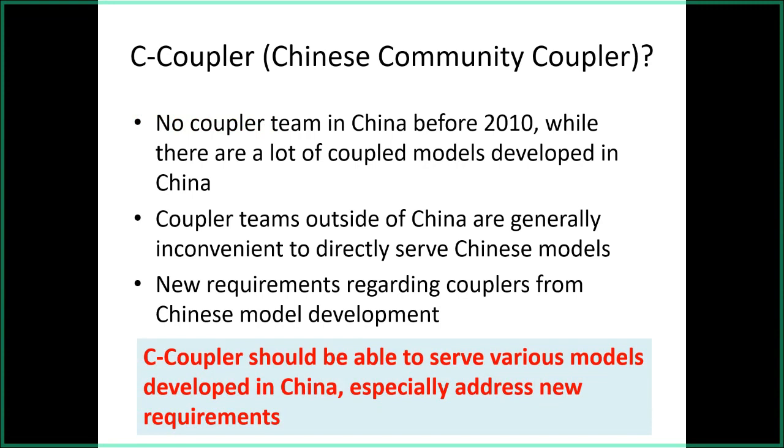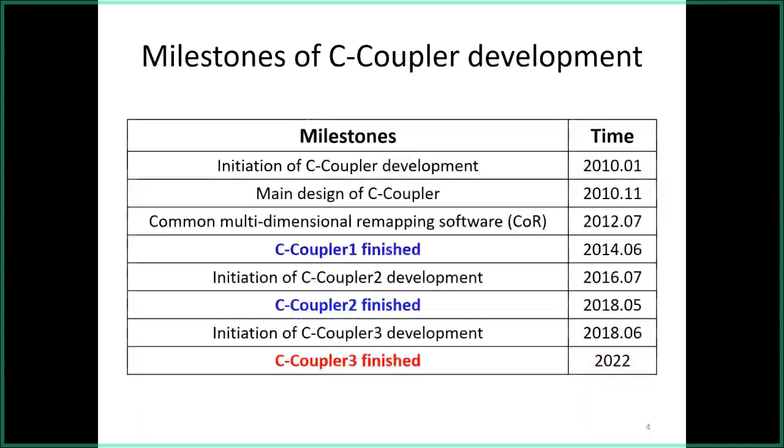It is true that China does not pay enough attention or support to software development for models. I think most of the effort is paid to the scientific part. So this slide shows the milestones of our C coupler development. We finished the first version, C coupler 1, in 2014, the second version, C coupler 2, in 2018, and we finished the third version, C coupler 3, which is also the latest version, in the last year.